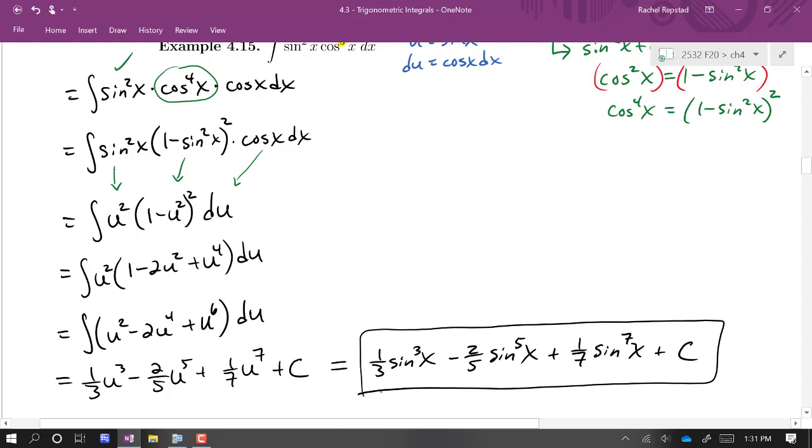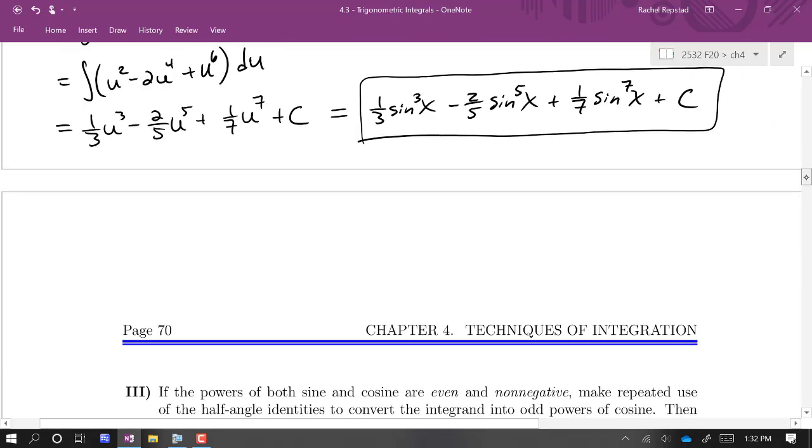If the power on sine or the power on cosine is odd and positive, we have a path forward. If they're both odd and positive, take your pick. It'll work either way, all right? Now, what we don't know yet is, what if we don't have that odd positive power? What if we just have even powers on sines and cosines?